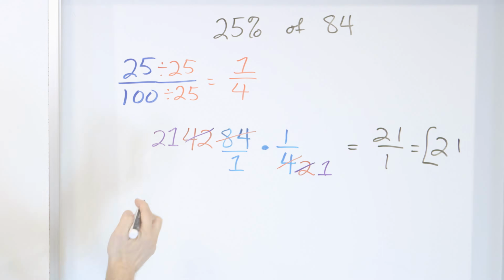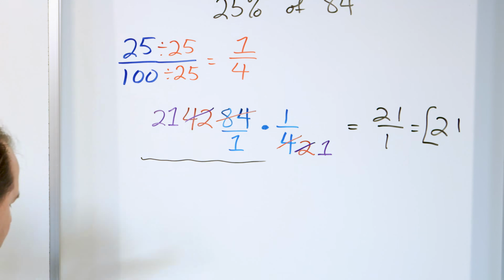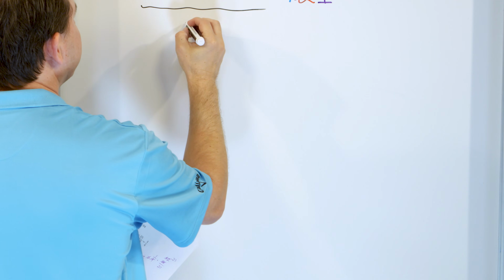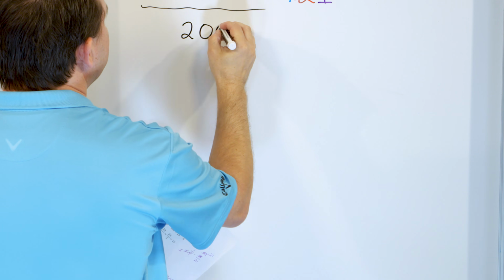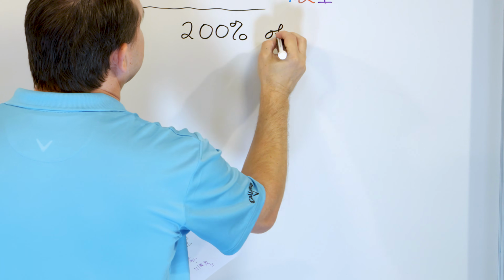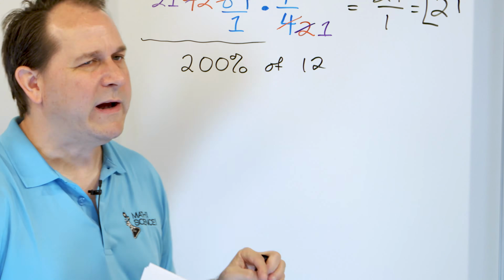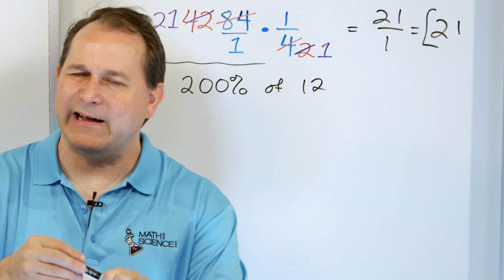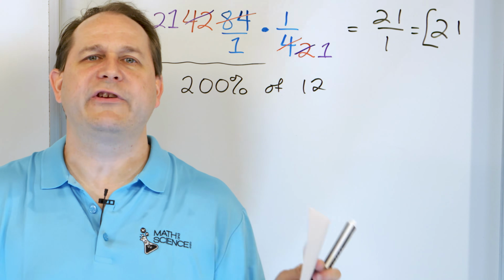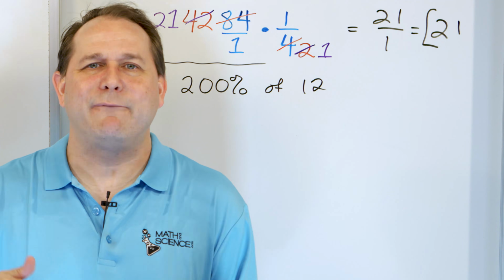All right, the next problem that we're going to do is, let's take a look at this. It's really important that you understand the concept here. 200% of 12. Now you might say, wait a minute, 200%, that doesn't make sense, right? Because a percentage scale only goes to 100. So how can you have 200?